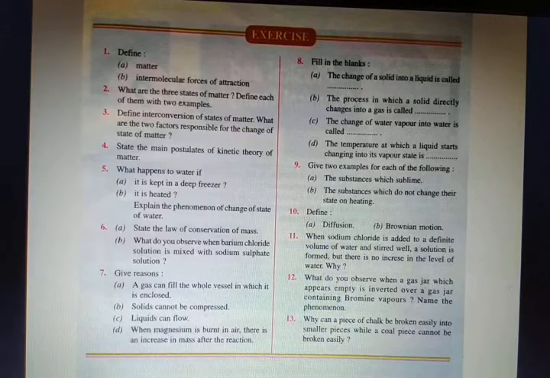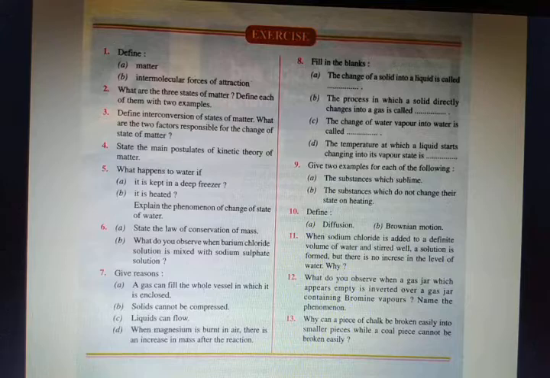Coming to give reasons: a gas can fill a whole vessel in which it is enclosed. The reason is, since gases have the maximum intermolecular space, they can move from one point to another, and hence when kept inside a vessel, a gas takes up the entire space and can fill the whole vessel.